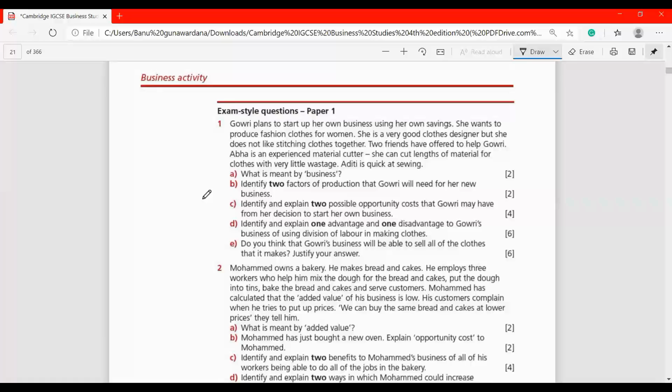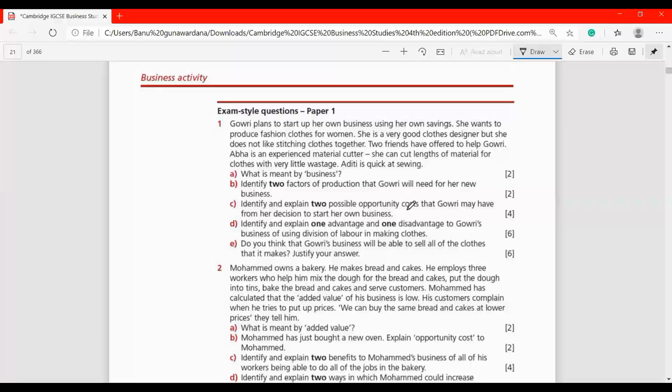Identify and explain 2 possible opportunity costs that Gauri may have from her decision to start her own business. So Gauri as a person will be having the choice.